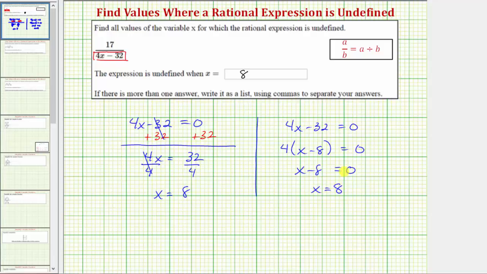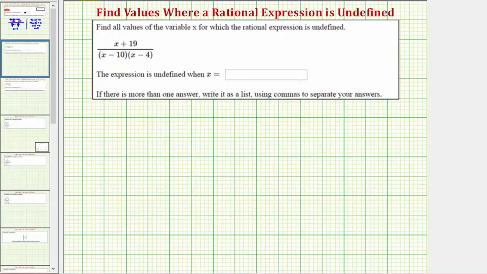Looking at our next example, the only difference here is that we have 2 binomial factors in the denominator. So this expression is undefined when the quantity x minus 10 times the quantity x minus 4 is equal to 0. This product equals 0 when the factor of x minus 10 equals 0, or when the factor of x minus 4 is equal to 0.